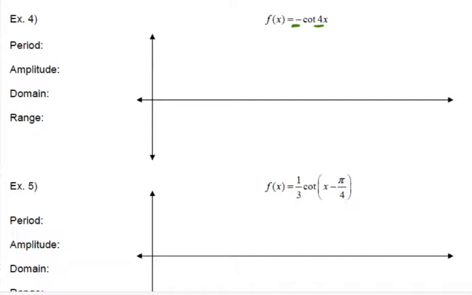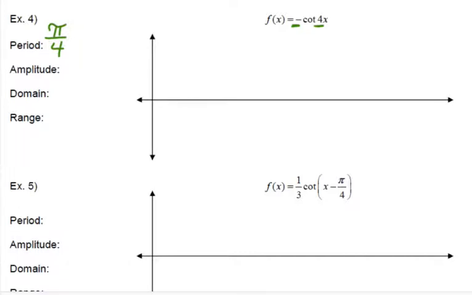Because that was the full period for sine and cosine. That was the full period for secant and cosecant. The full period now is not 2 pi, it's just pi. So I'm going to take that full period for the graph at hand, which is cotangent, so therefore it's pi, and I'm going to divide it by b, which is 4. So now my period is pi over 4.